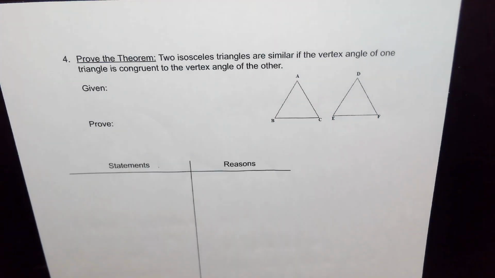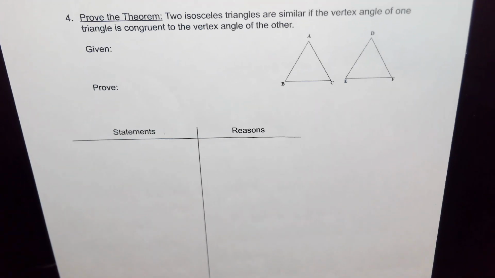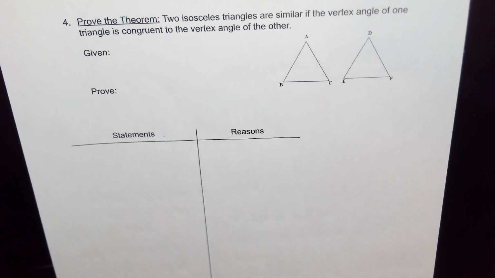All right, and our last one for today is proving a theorem. So prove the theorem that two isosceles triangles are similar if the vertex angle of one triangle is congruent to the vertex angle of the other. All right, so let's talk about our given.